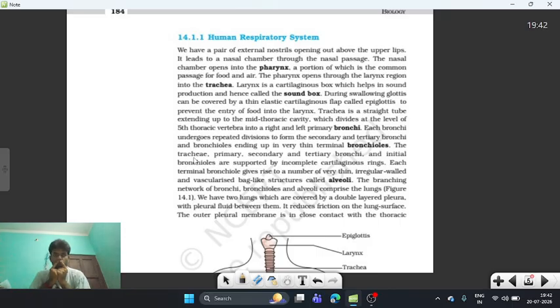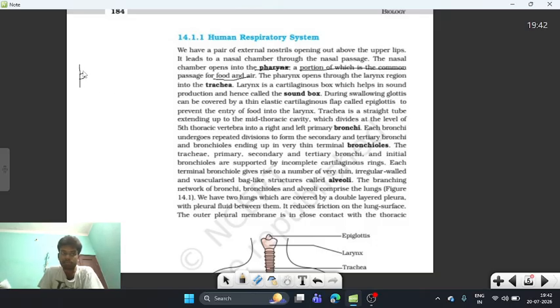Above the upper lips we have two nostrils. These are the two nostrils. This leads to a nasal chamber through the nasal passage. This is the nasal passage which is going up. From here it will go down, and that opens up in the pharynx. Pharynx is a portion which is the common passage of food and air.